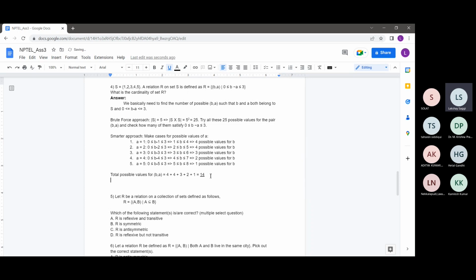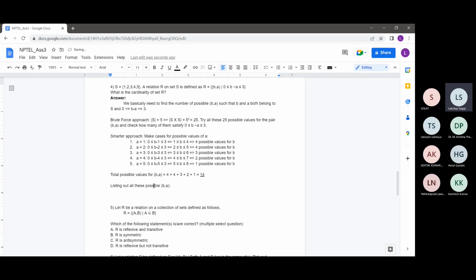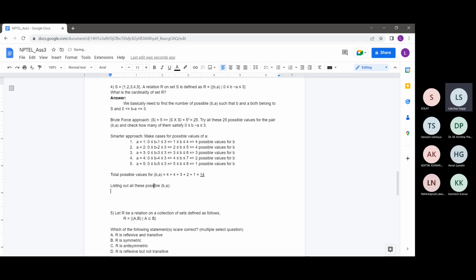So maybe I'll just, okay, so there is some confusion, I guess. What is this B comma A pair? So maybe I'll try to list out all of these values also. Listing out all these possible B comma A, so that some people who have doubt about what these B comma A values are can see.